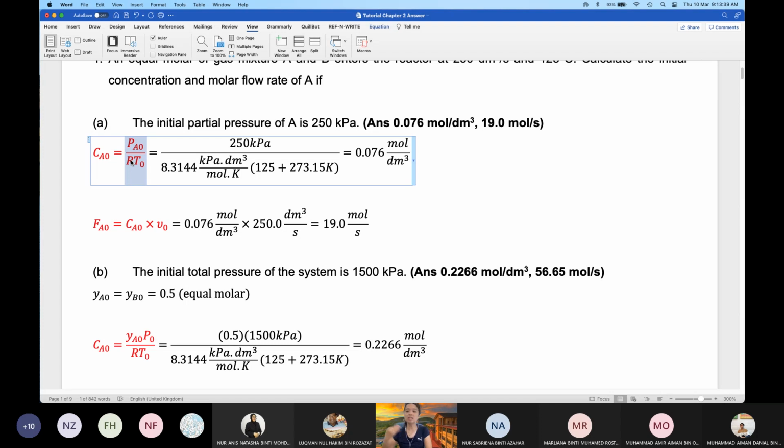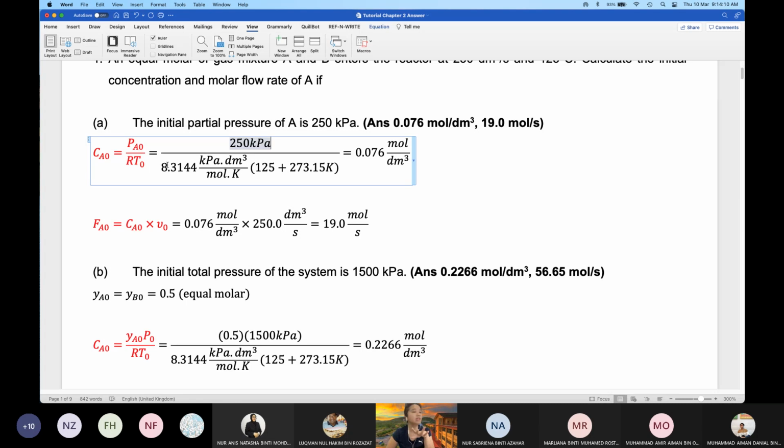But to shorten the step or to save your time, in my opinion, usually I will choose my R value based on the pressure unit. I will see the pressure unit of my R value and choose the one that is consistent with my pressure unit in the question. So for example, in this question, they give the pressure as 250 kilopascal. So I will find the R that has kilopascal.